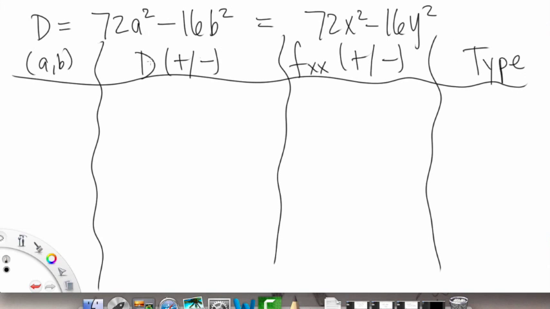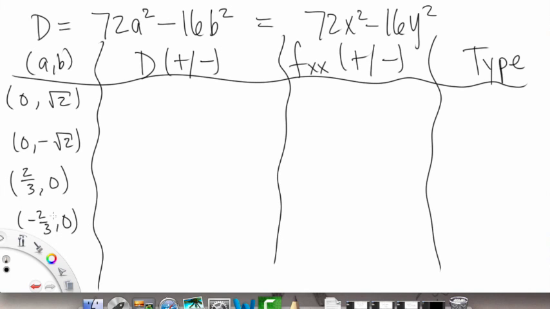So a, b, I'm just going to list them on the side here. So our first point could be 0, positive radical 2. Our next point is going to be 0, negative radical 2. The next point could be 2 over 3, 0. And our last point is going to be negative 2 over 3, comma 0.